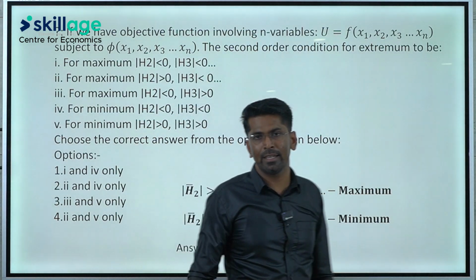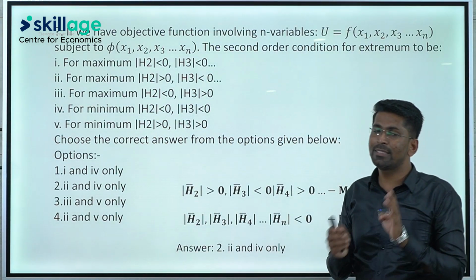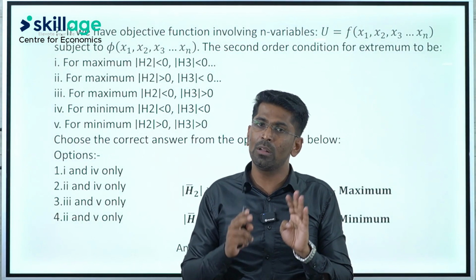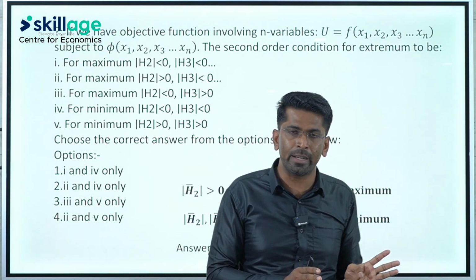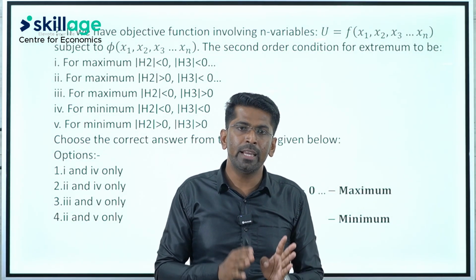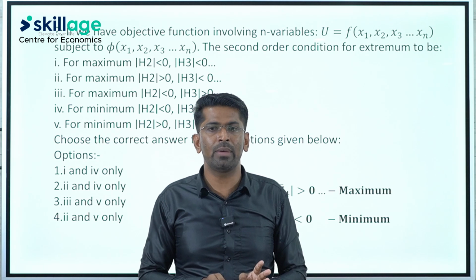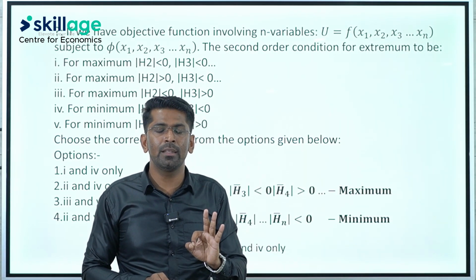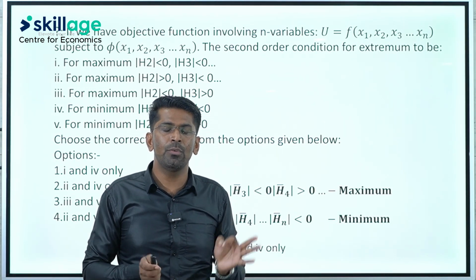So this is the correct answer. Hessian determinant, higher order Hessian and bordered Hessian determinant, all these are special determinants and special matrices, and it's a very important concept, especially for the UGC NET JRF examination. So these conditions are very important, you should study them by heart, otherwise you will get confused.